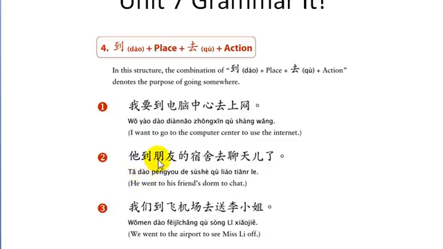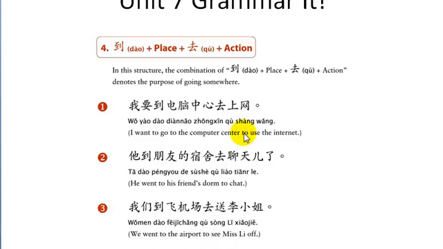他到朋友的宿舍去聊天了。Okay, he went to his friend's dorm to chat. 他到, right? 他到 to a place. The 朋友的宿舍, right? 去 and then following the 去 is what he went there to do, the action. 聊天了, right? To chat. 我们到飞机场去送李小姐。Okay, we went to the airport to see Miss Lee off.